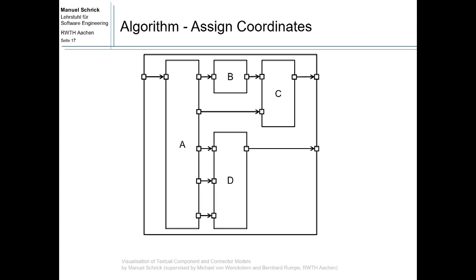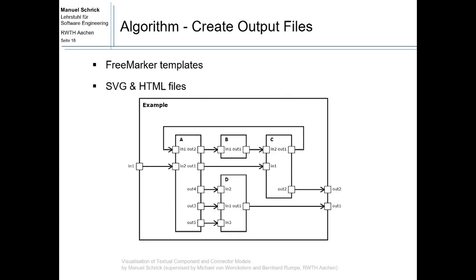So now that we have calculated all the coordinates of the elements in the layout, we can generate the final output files. And for that we use FreeMarker templates, and we create SVG vector graphics and embed these into HTML files, which has the advantage that we can open and view these files basically from every web browser that we choose.